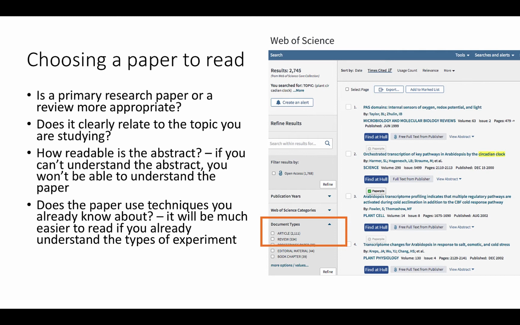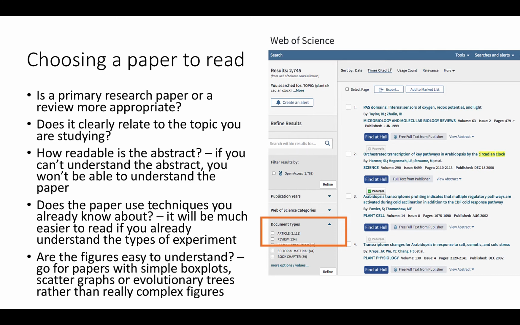If you're looking at a primary paper, I would look for papers that use techniques that you already know about. It will make it a lot easier. For example, if you don't know anything about qPCR and how qPCR works, trying to read a qPCR paper is going to be difficult because you've got the biology that's going on and you've got the techniques that are going on. So I would try and read papers that use techniques that you're already familiar with if you can.